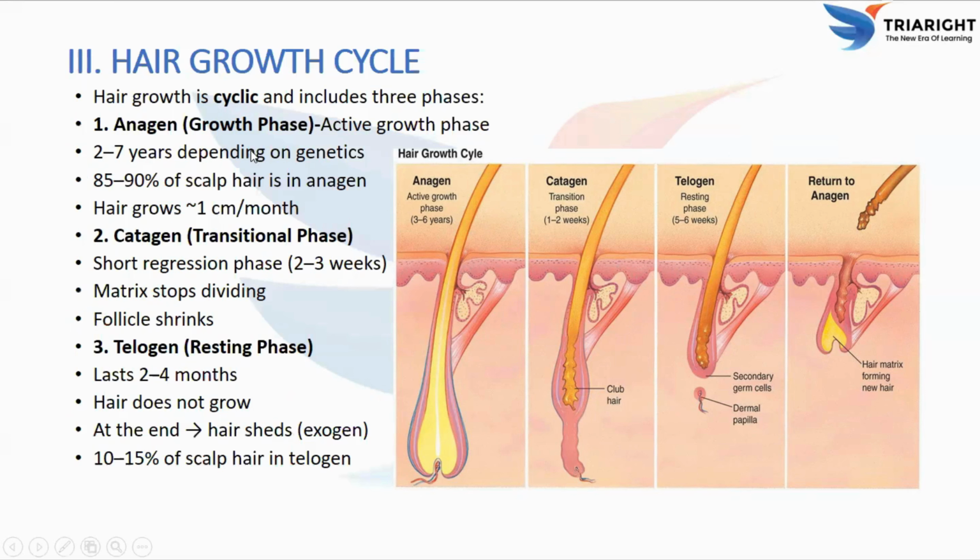So what is the anagen phase? It is the growth phase. This is the active growth phase of the hair. It lasts 2 to 7 years depending upon the genetics.